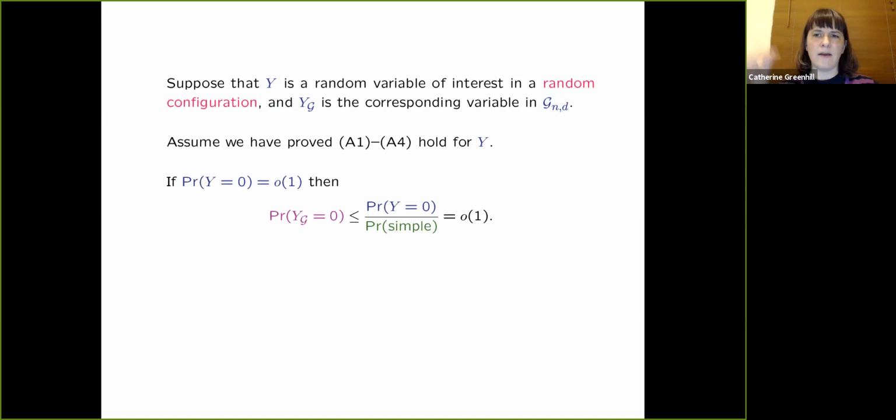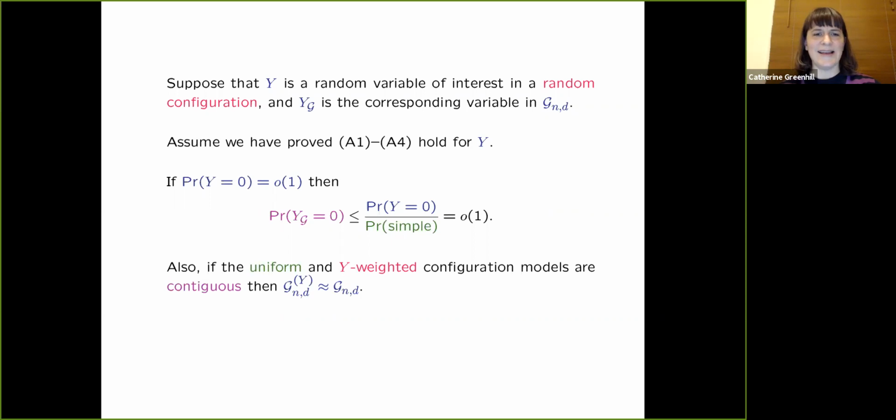We've proved A1 to A4 all hold for Y. We want to see how easy or difficult it is to lift that result back up from configurations to graphs. Well, if you're only interested in the probability that Y is positive, then it's trivial, because if the probability that Y is 0 tends to 0 in configurations, then as an upper bound, you can just divide by the probability that your configuration is simple, and you'll get the probability that the random graph variable is equal to 0. So that also tends to 0. That's just immediate. Lovely. That's why we like the configuration model, I guess.